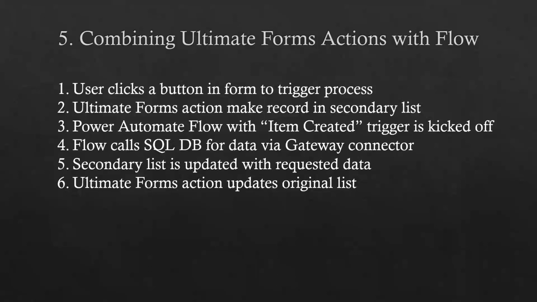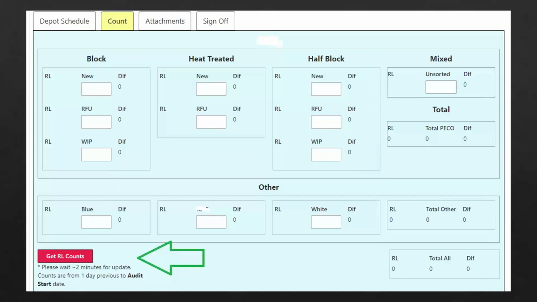In this example, I'm going to show you where a user is going to click on a button in a form that will be responded to through an ultimate form action that creates a record in another list. And then we're going to get into a flow that's triggered when that record gets created, which will call out to a SQL database. And then we're going to bounce back the other direction. It'll update the record back to SharePoint, and we'll use an ultimate forms action once again to do the update. So these things can work hand in hand with each other.